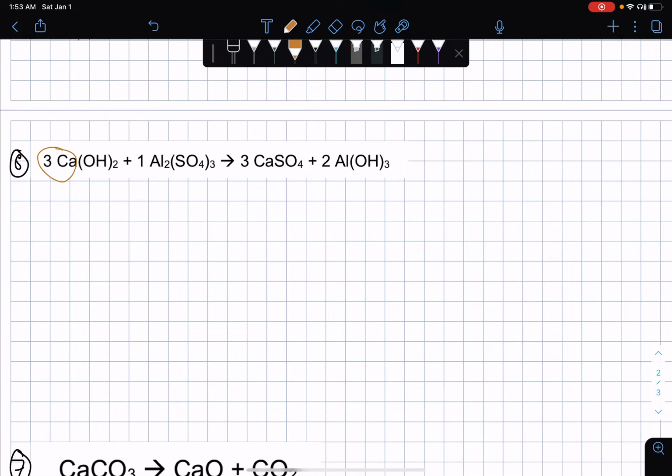That's it. For number six, let's see. We have 3 calcium, SO sub 4. It's just a different color. There you go. Again, 1 Al sub 2 is 2 Al, in other words. Therefore, 2Al, and they're the same color.